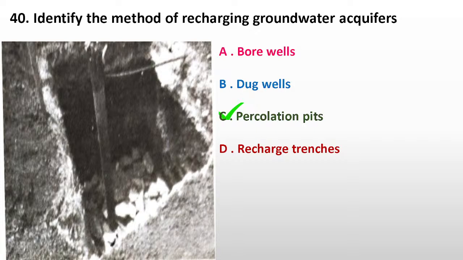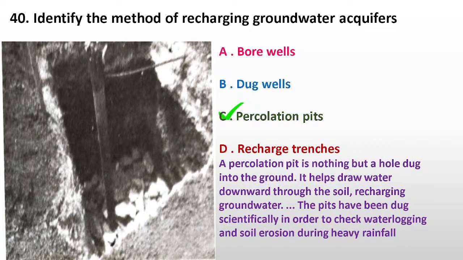So friends, we have solved the fourth paper. Remember, a percolation pit is nothing but a hole dug into the ground. It helps draw water downwards through the soil, recharging groundwater. The pits have been dug scientifically in order to check waterlogging and soil erosion during heavy rainfall.